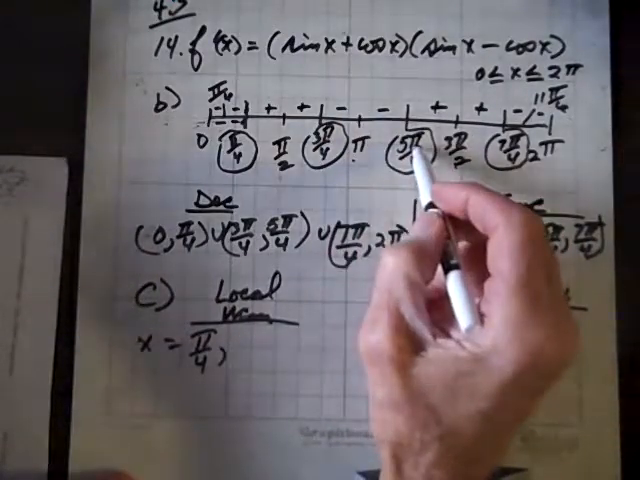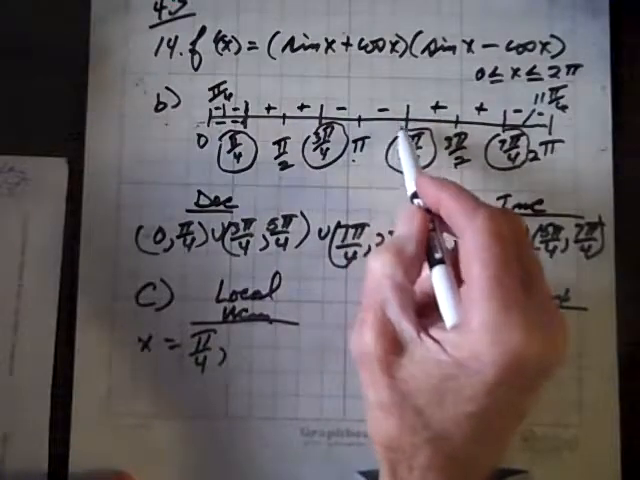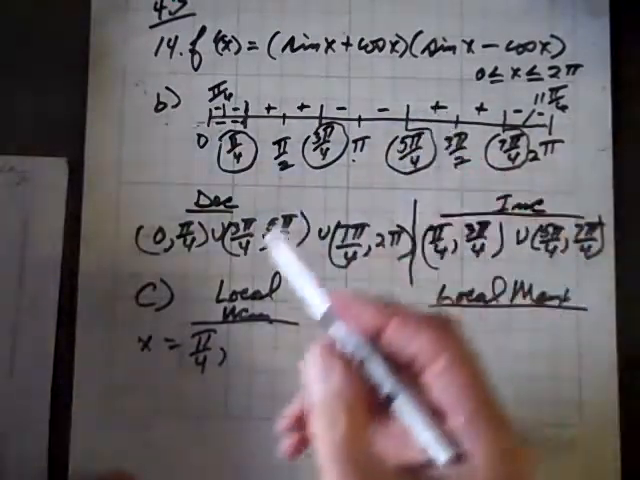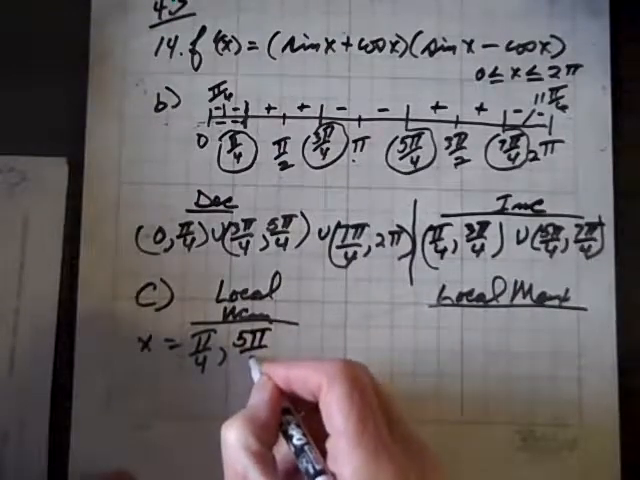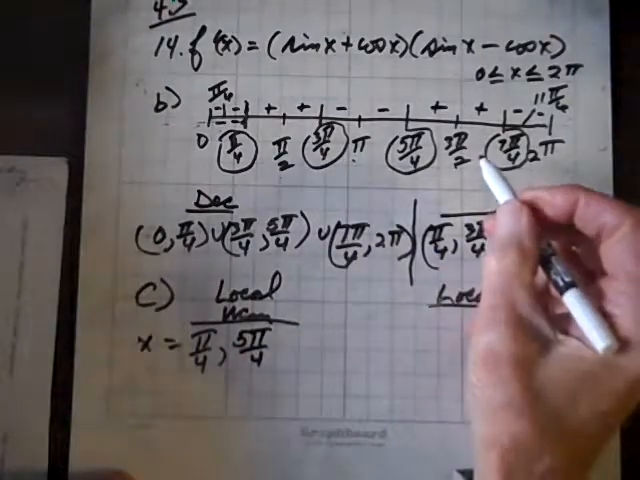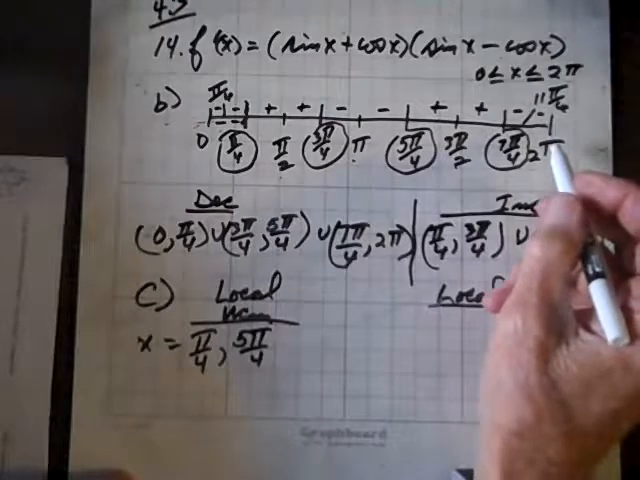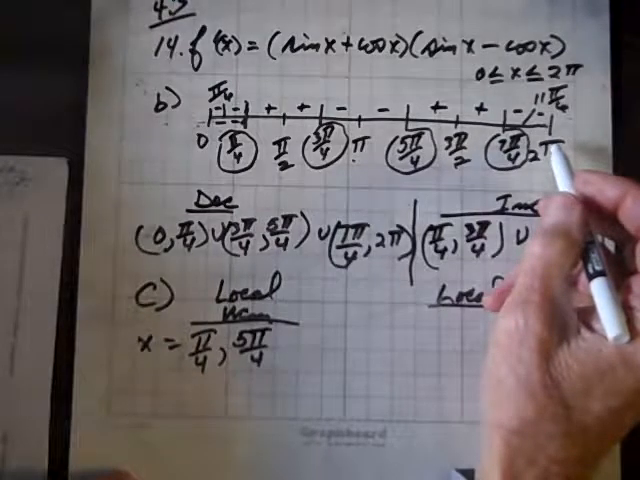Yeah. As you approach 5 pi over 4, you're going downhill. As you leave, you're going uphill. So 5 pi over 4 must be a minimum. And finally, we can't include 2 pi because it's an endpoint, can't be local.